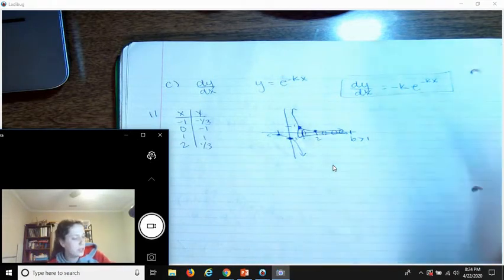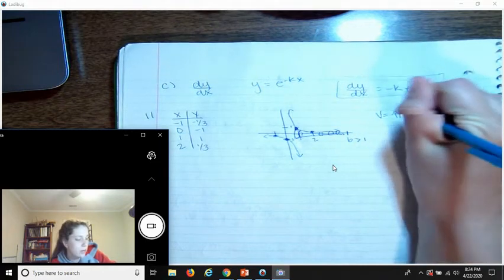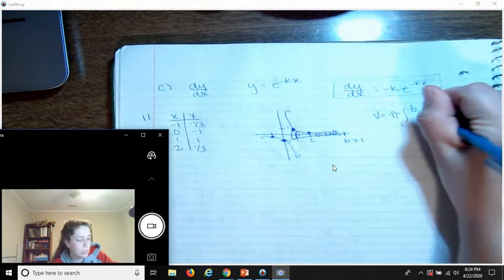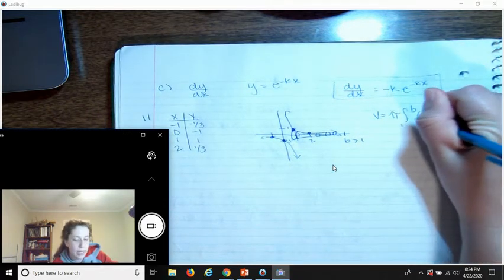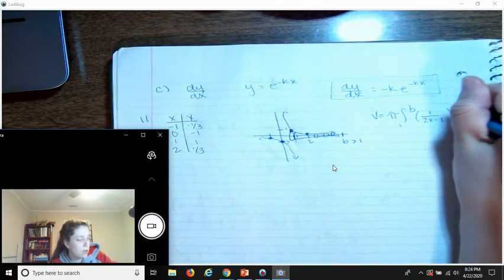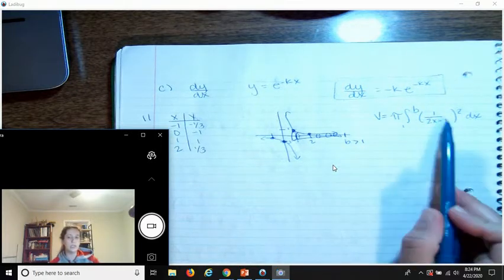And then it wanted you to calculate the volume. Volume is always pi times the integral from 1 to a value. And then we have to square the function because remember the function acts like our radius, and volume is pi r squared for a circle. And these are just disks stacked up on top of each other. The disks have different radii according to the x value.